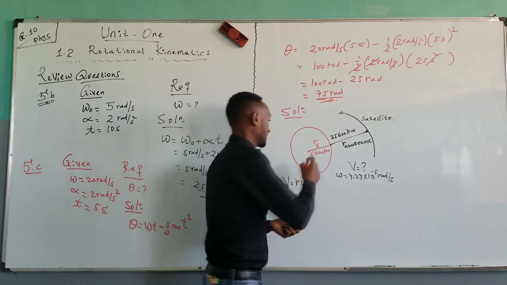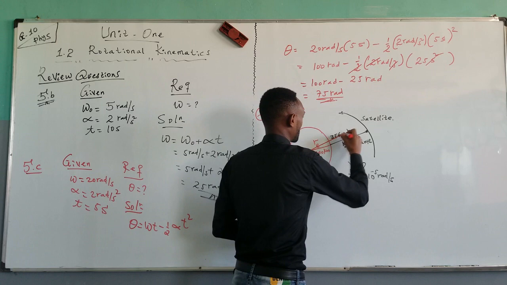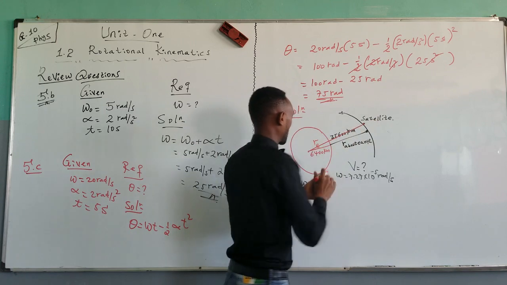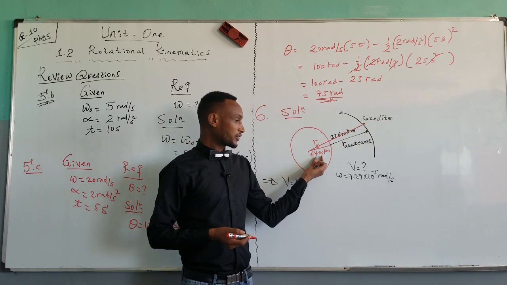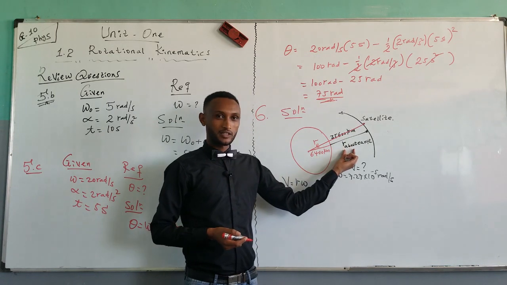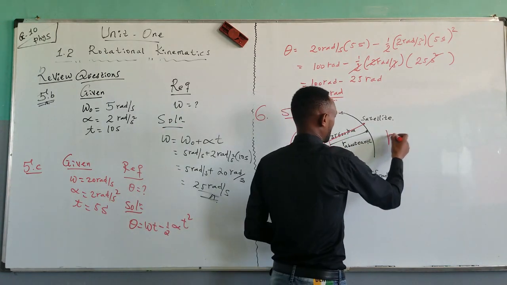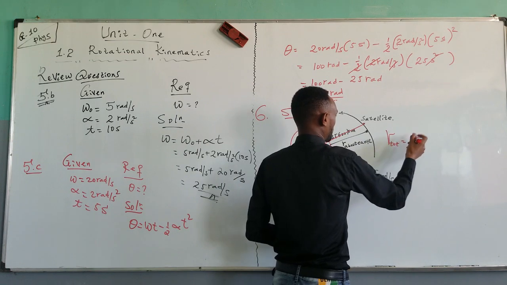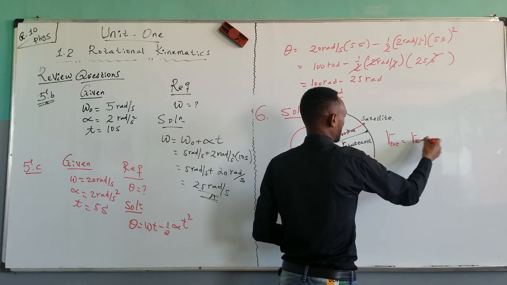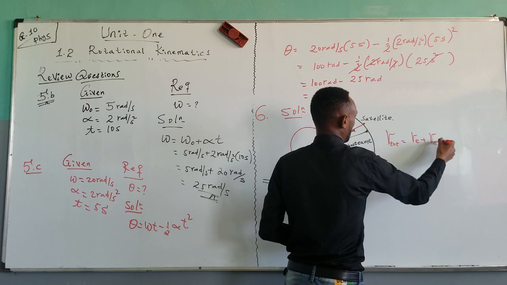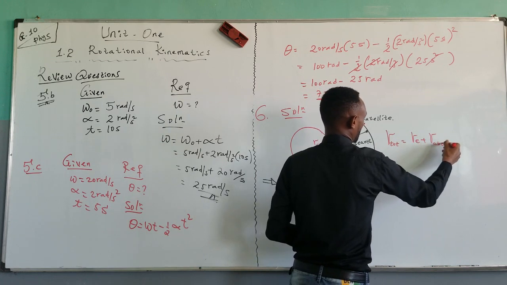Totally, the satellite orbits over a distance which is the summation of the radius of the Earth and the distance above the Earth. From this, we get that the total radius is equal to the radius of the Earth plus the distance above the Earth.